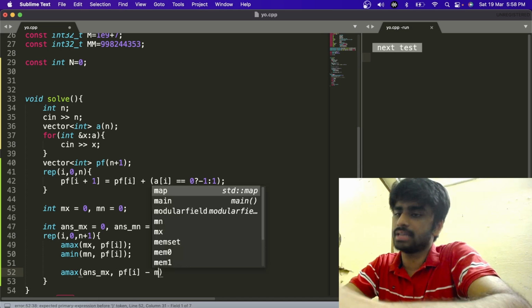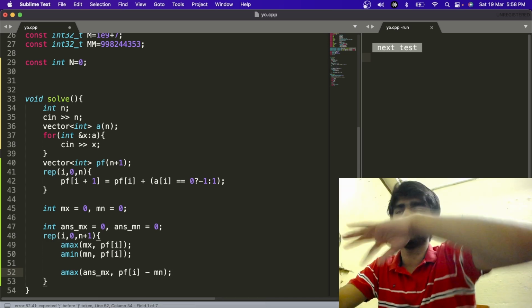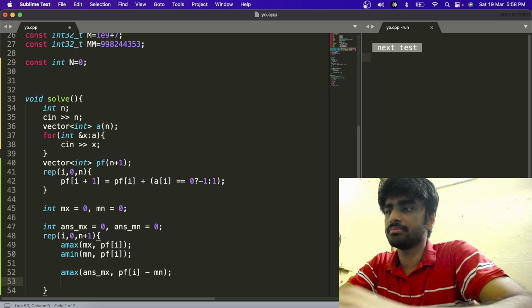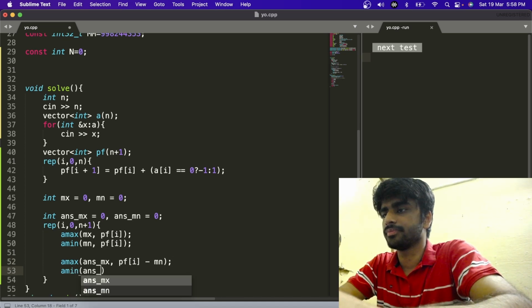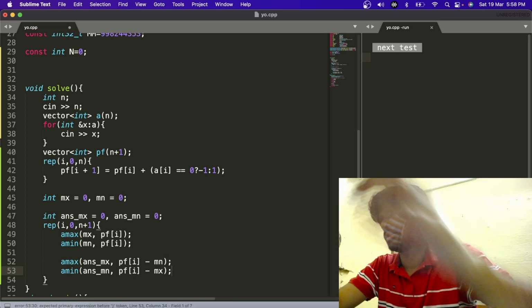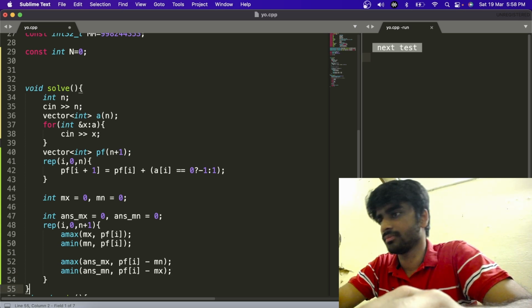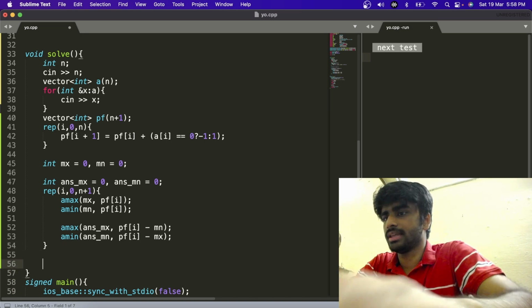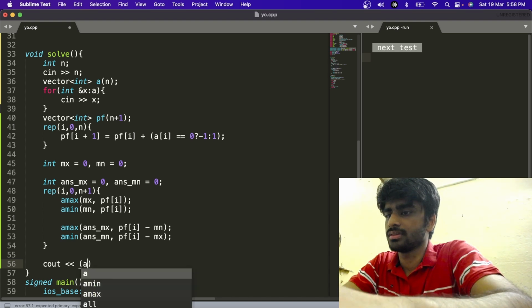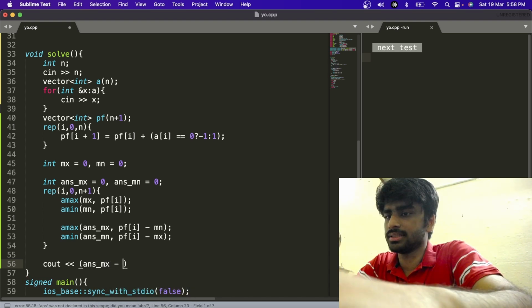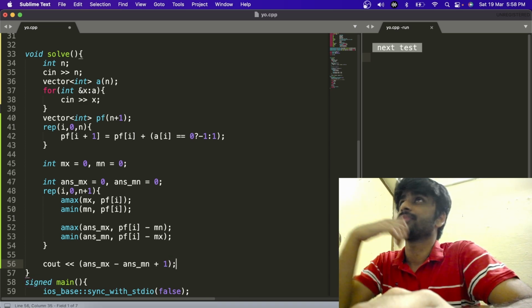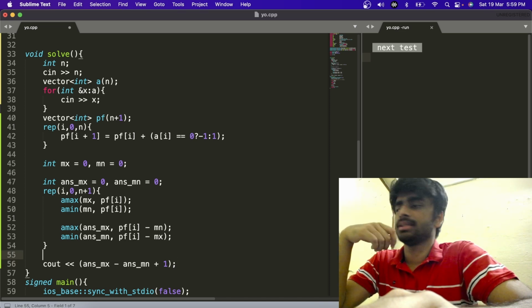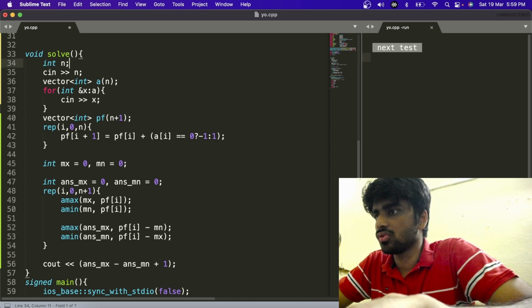PFI minus MN, so current minus minimum, that's what the maximum might be, and current minus maximum, that's what the minimum might be. Then our answer is just answer max minus answer min plus 1, I guess, because if both are 0, then answer is 1. And if 1 and 0, then answer is 2. Okay, cool. So that's that.